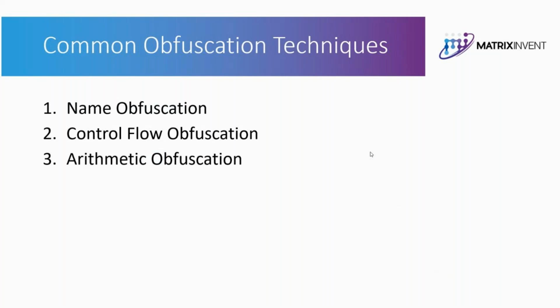Common obfuscation techniques. Basically, there are three common obfuscation techniques used for mobile application protection, which are name obfuscation, control flow obfuscation, and arithmetic obfuscation.